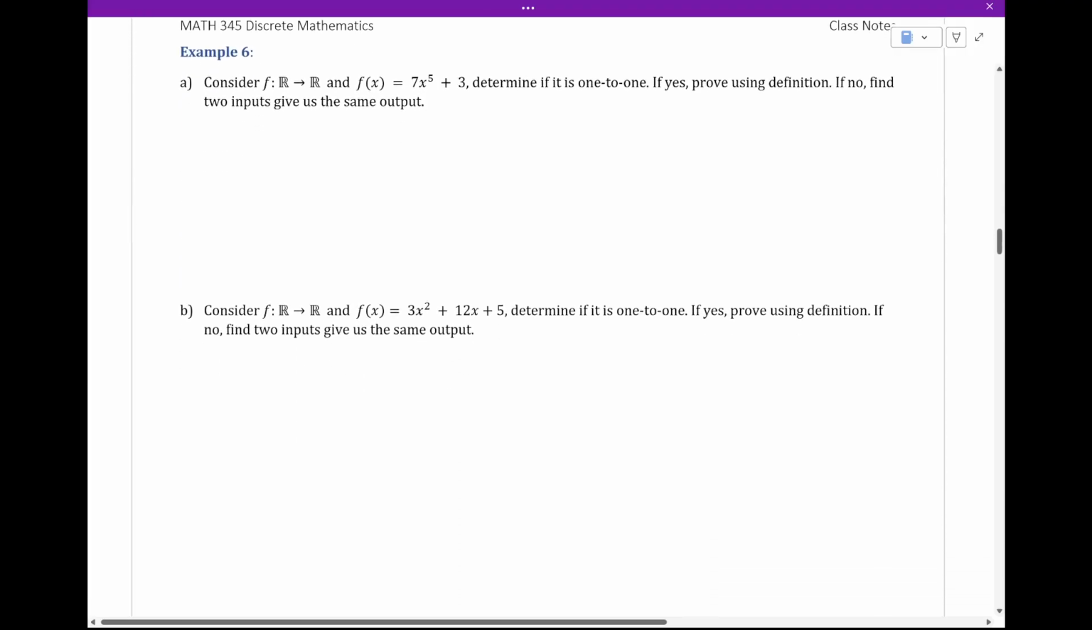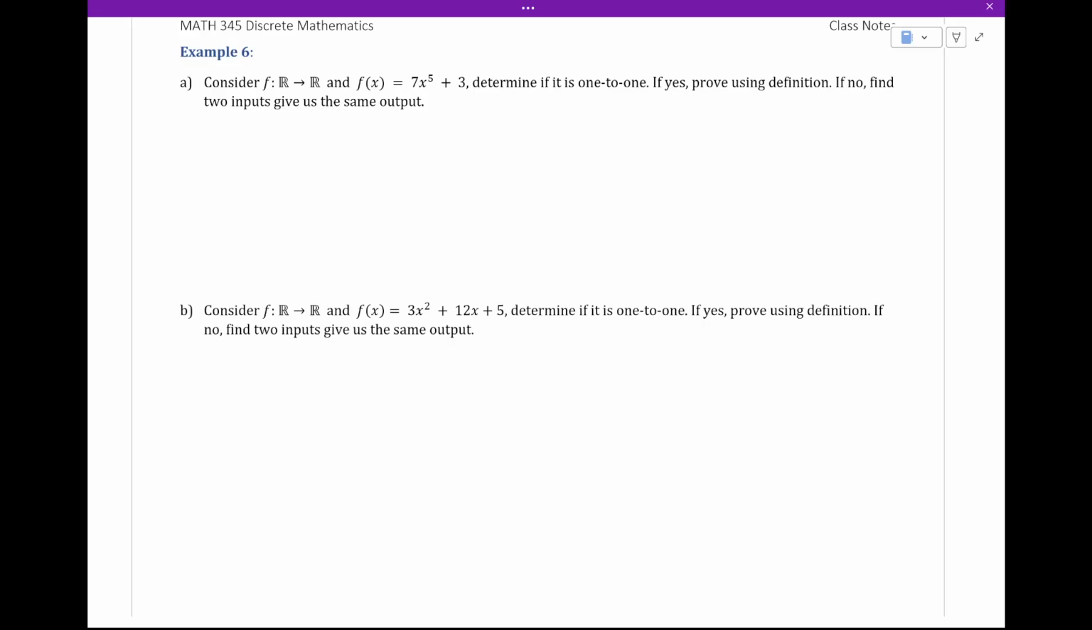All right, here we go. Now we're going to do some practice with 1-to-1. Consider function f, goes from real numbers to real numbers. F of x is 7x to the 5th plus 3. Determine if this function is 1-to-1. If it is, prove it using the definition of what it means to be 1-to-1. If not, find two inputs that give us the same output.